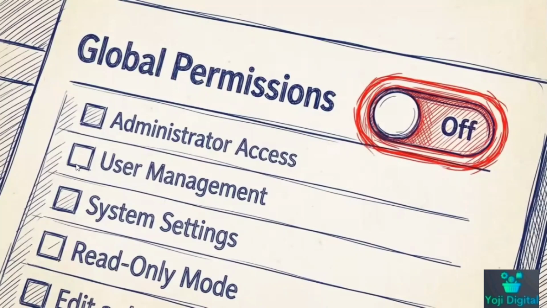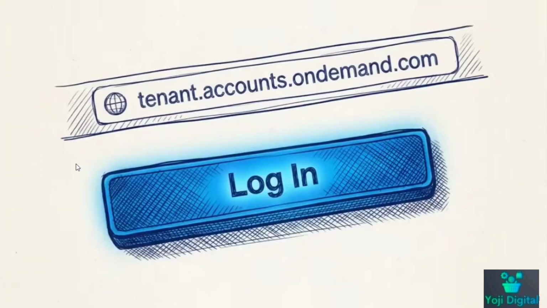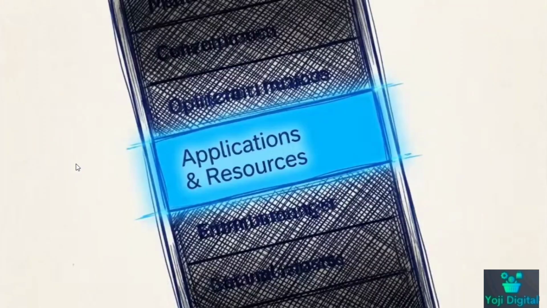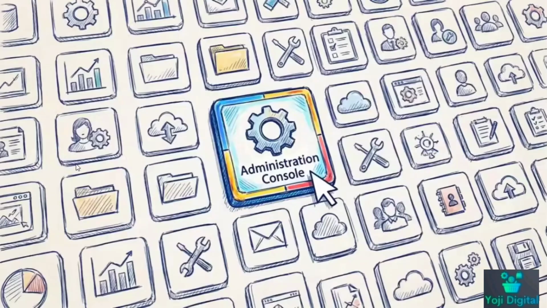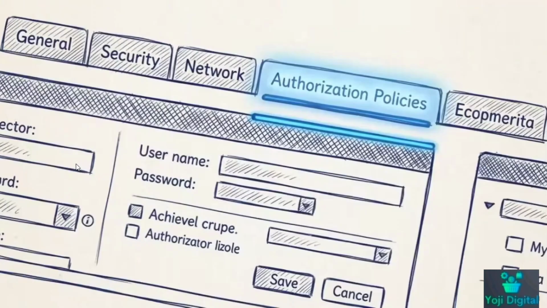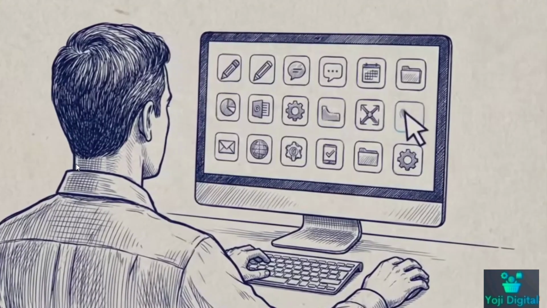Once the global rights are removed, log into the IAS Administrator console using your specific tenant URL. Look at the left-hand navigation menu and click on Applications and Resources. Next, select the Applications option from the resulting list. Scroll through your configured applications to find the entry labeled Administration Console and select it. Within these settings, find and click into Authorization Policies.